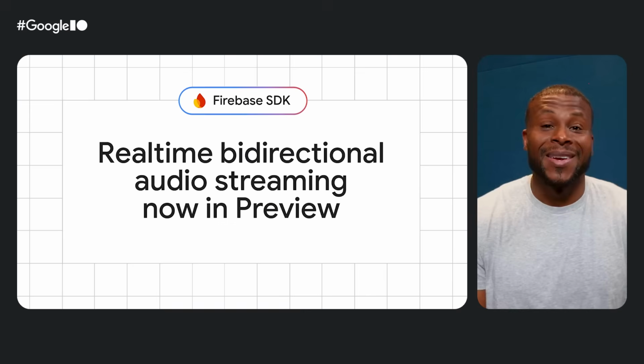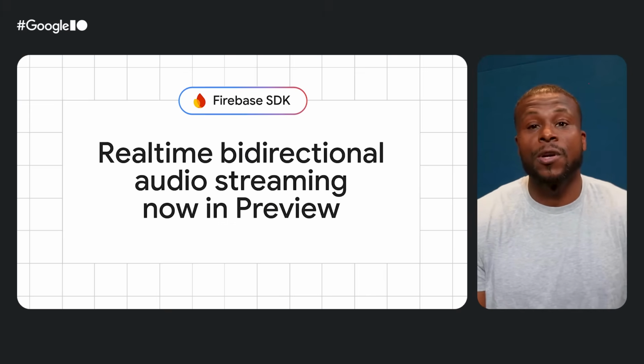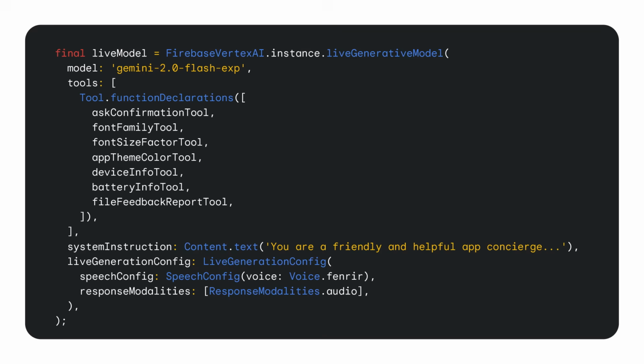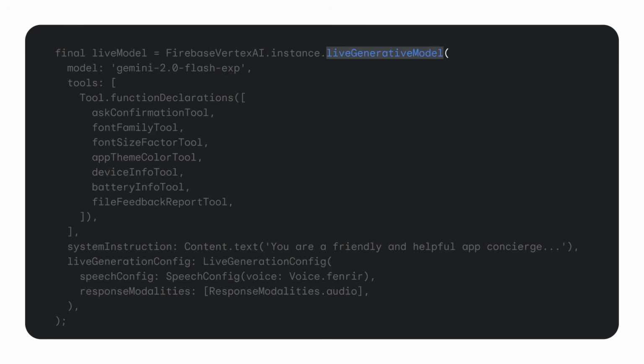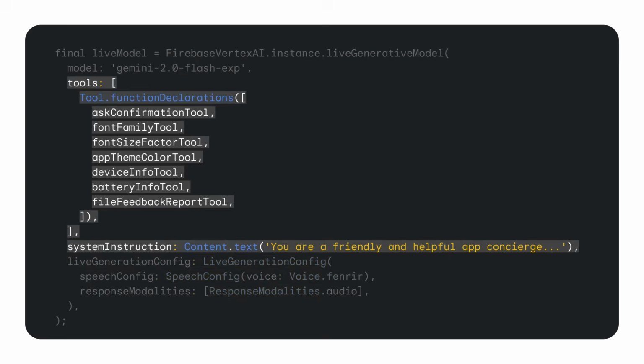That's pretty cool. This is a great time for me to tell you that real-time bidirectional streaming is now available in preview, so you can try it out today in your Flutter apps. And guess what? The code follows the same API structure as the generative models we've already used. You swap out your generative model constructor with a live generative model constructor. Specify a model that has Gemini Live API support, like Gemini 2.0 or Gemini 2.5. Provide a live generation config, which specifies the voice and response modality, which in this case is audio. And then you can reuse the same list of tools and system instructions. From there, you can start streaming your audio.